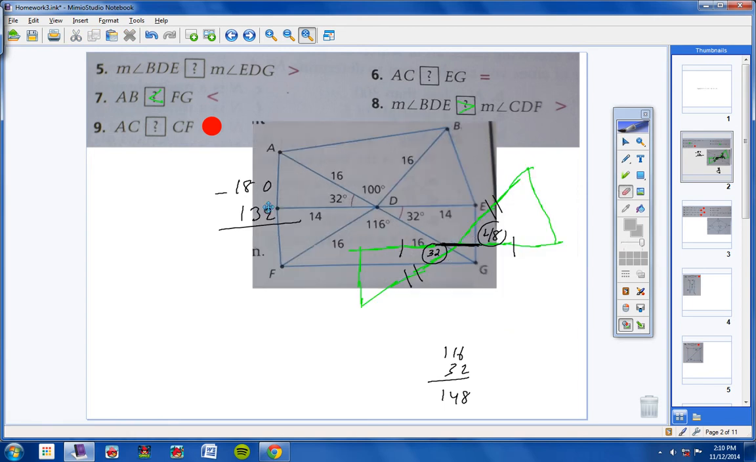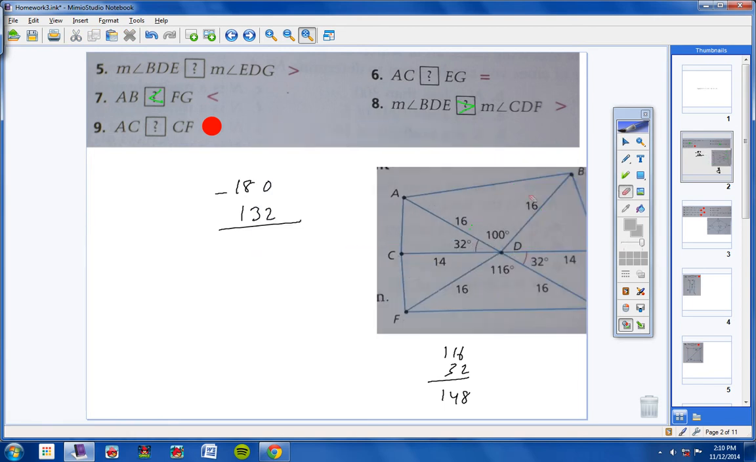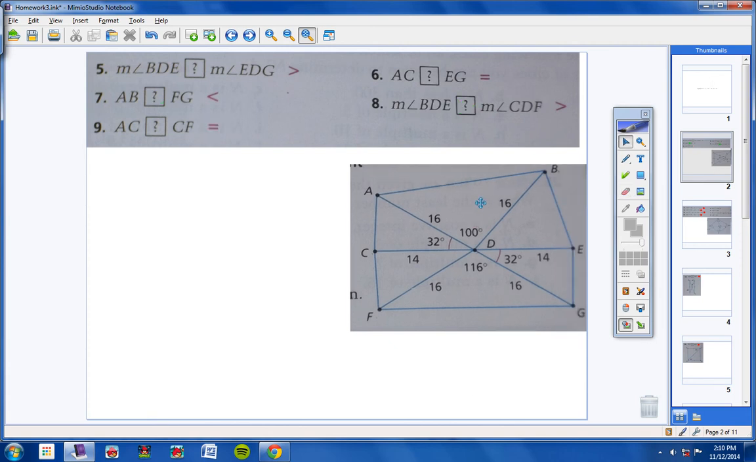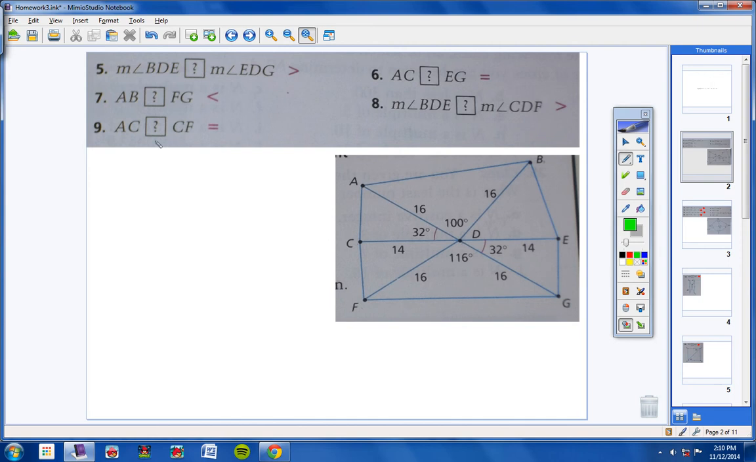Number 9. I don't know why this thing is messing up today. Alright. Okay, here we go. Alright. AC and CF. Here's AC. Here's CF. Somewhere. There it is. Now, we just learned a second ago that this was what here? 32, right? We just learned that. So look what you have, guys. You have a triangle here. This is 16, and this is 14. Triangle here, 16.